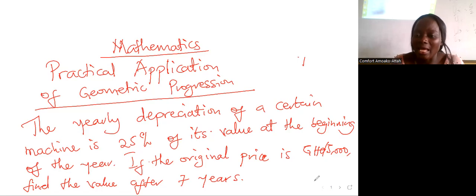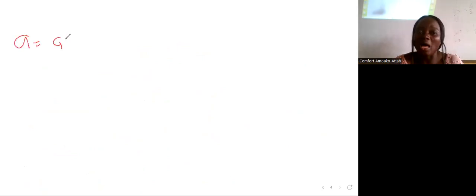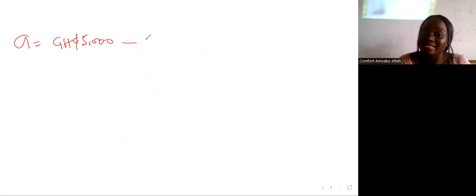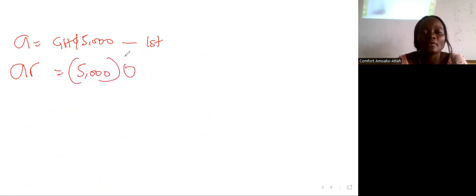Yeah. Good. Then, looking at this, so we are on which term? We want the 7th term, the value that we are going to get. We only know of the first term. So A is equal to 5,000 Ghana cedis. That's the first term, okay? Then the second term, AR, which is your 5,000 times what? 0.75, good.